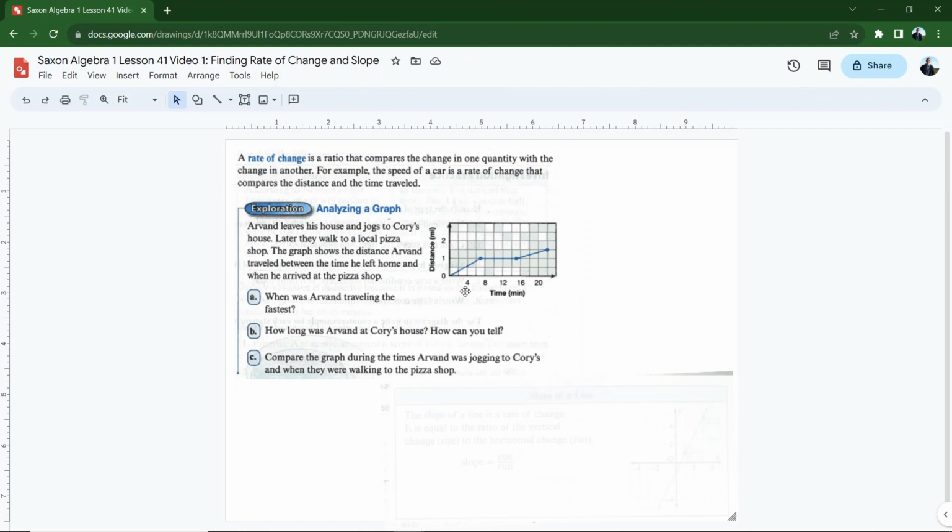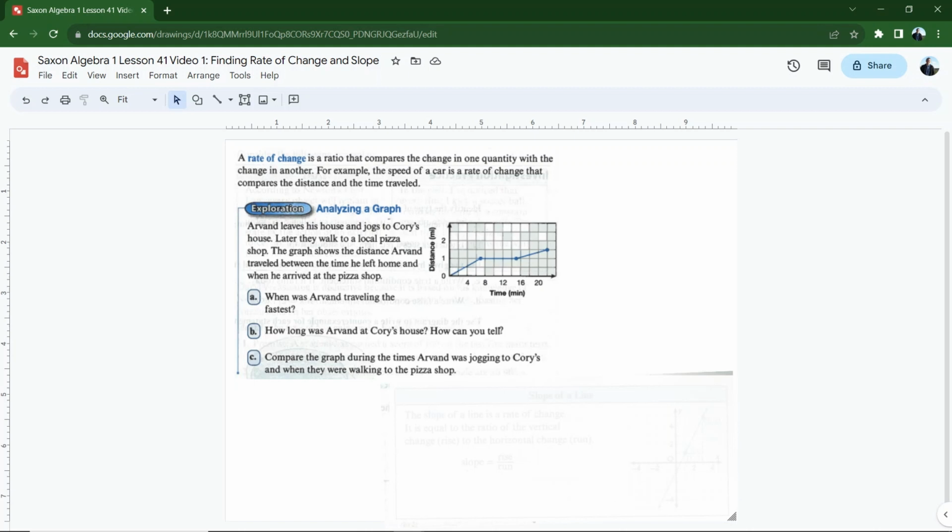All right, let's take a look at this example about Arvind. Arvind leaves his house and jogs to Corey's house. Later, they walk to a local pizza shop. The graph shows the distance Arvind traveled between the time he left home, 0, and when he arrived at the pizza shop at, let's see, this counts up by 2, 4, 6, so 22 minutes. When was Arvind traveling the fastest?